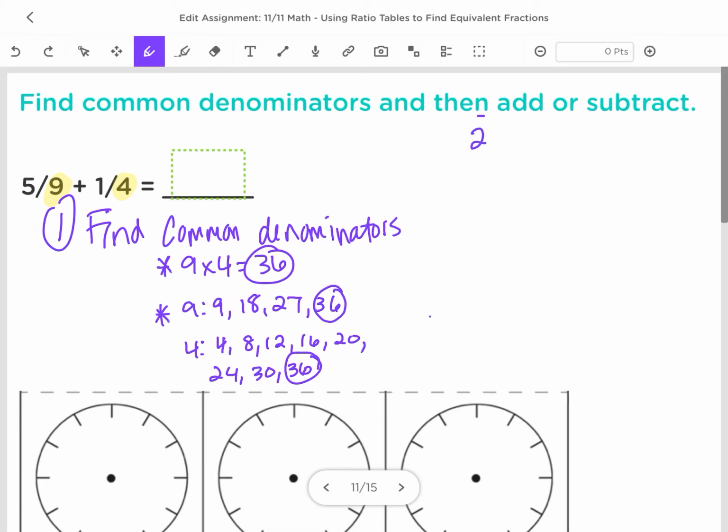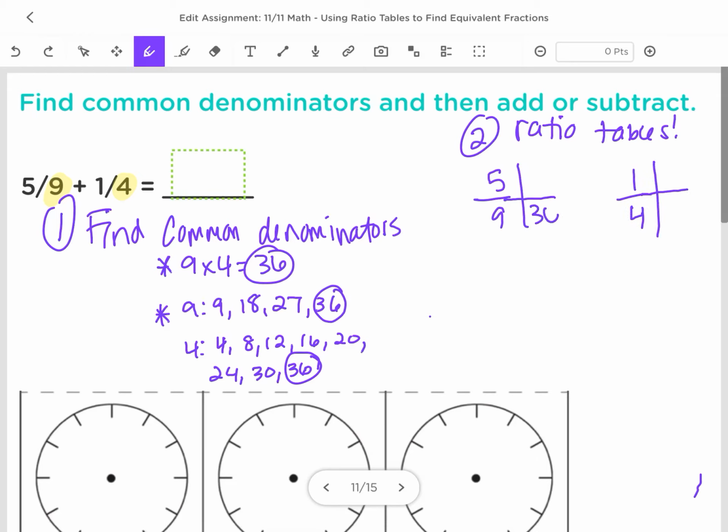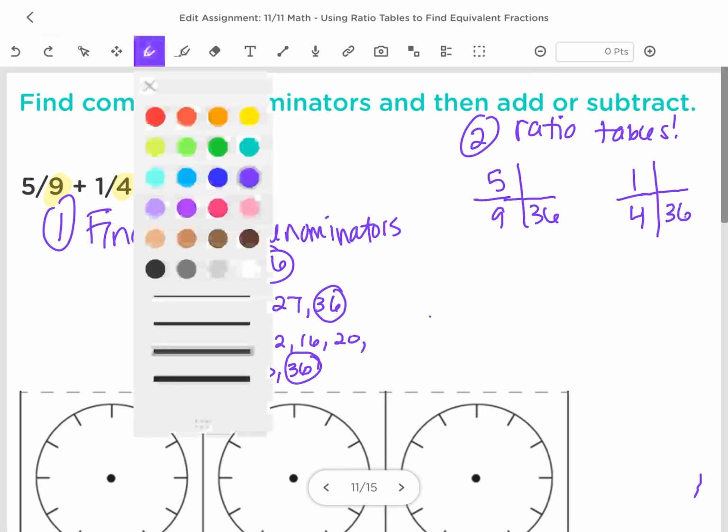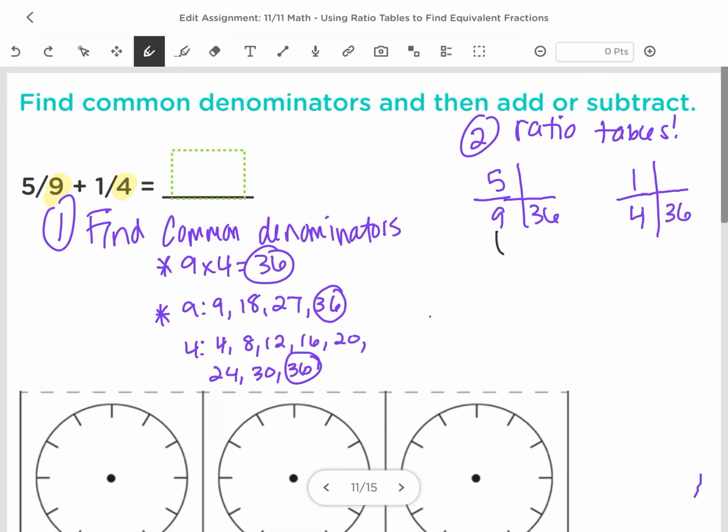Let's make now step 2, ratio table. This is where we are going to make our new fractions because we can't add 5/9 plus 1/4 right now because they have different denominators. So we need to change those fractions so we have 36 as their denominators. Now let's take a look at our patterns here, okay? 9 times what gets you to 36? Well, I know over here because I said 9 times 4 gives me 36. Whatever I do to the bottom, I have to do up top.